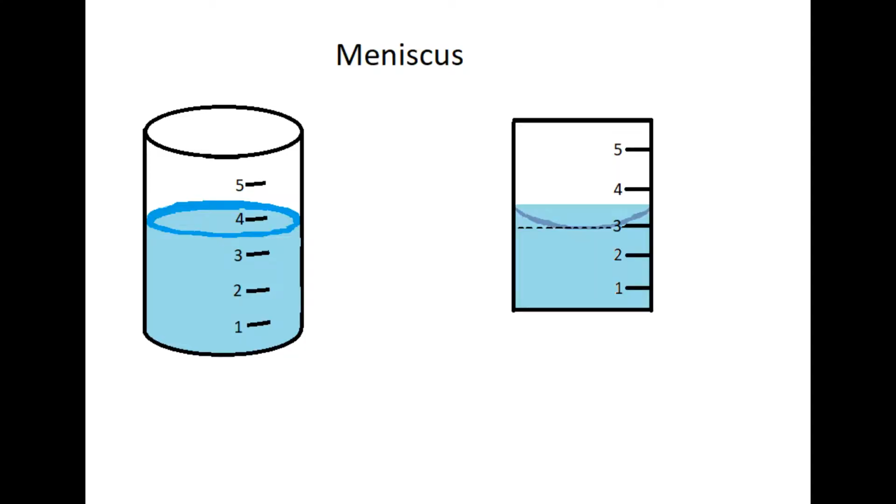This is an example of a meniscus, which is curvature of the upper surface of a liquid caused by surface tension. In this case, the curvature is concave up. It is measured by lining up the bottom of the meniscus as shown on the right.